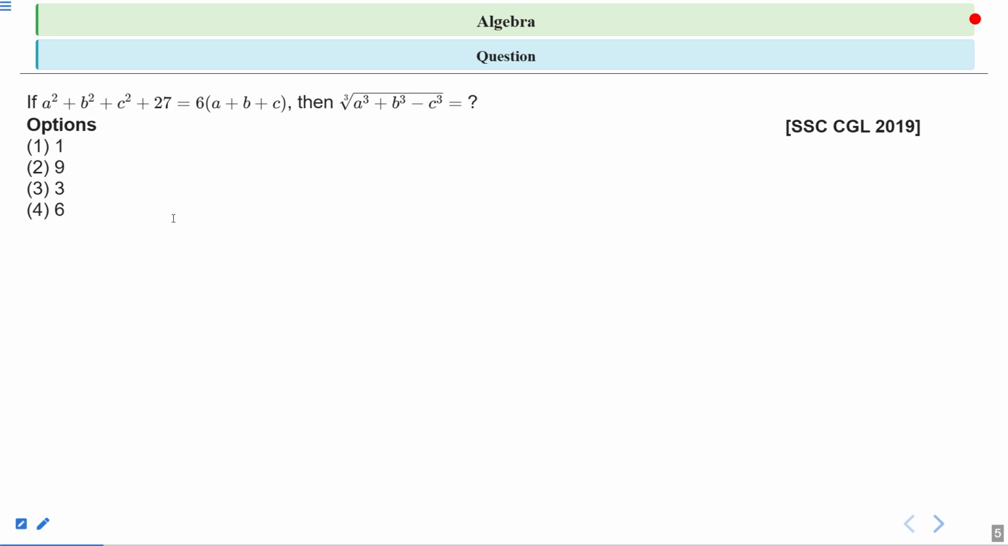If a square plus b square plus c square plus 27 equals 6 times a plus b plus c, then what is the value of the cube root of a cube plus b cube minus c cube? This question was asked in the SSC CGL exam 2019. There are four options: first is 1, second is 9, third is 3 and fourth is 6.